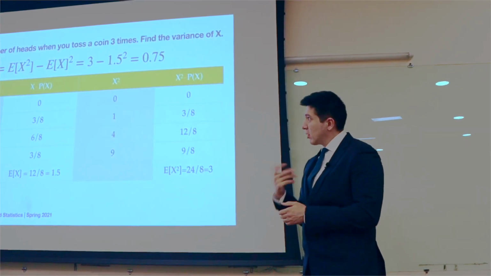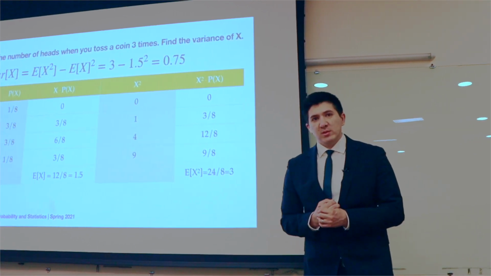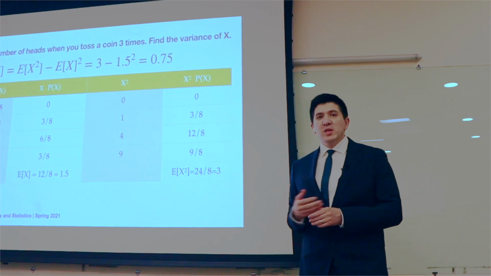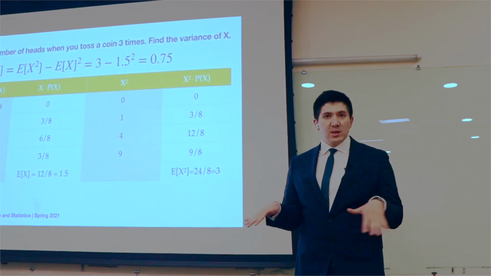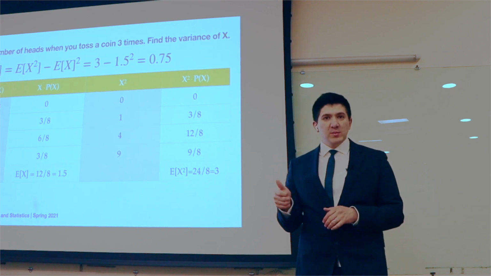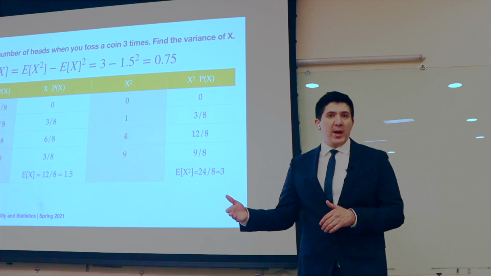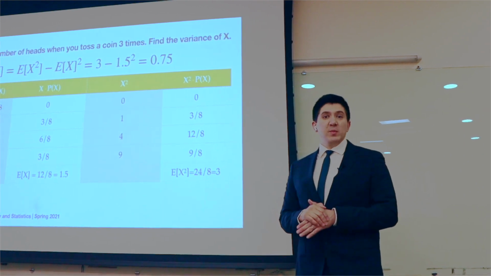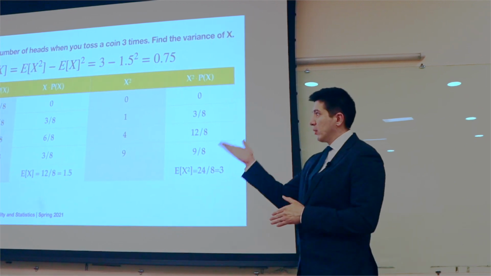When you toss the coin 3 times, you might have different scenarios. What we need to do is count the number of heads. For example, you might get no heads at all. You toss the coin 3 times and you get 3 tails: tails, tails, tails, and no heads. So in this case, the number of heads is going to be 0, and the probability of this scenario is equal to 1 over 8.